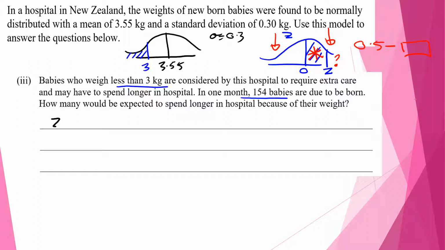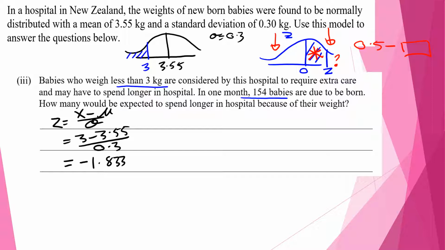So let's get started. Z equals, so this is the formula on your formula sheet, and the x value in this case is 3, the mean is 3.55, and the standard deviation is 0.3. So when you put that into a calculator, you should get negative 1.833. It's 3 reoccurring. However, I'll work to 3 decimal places because the standard normal distribution tables go to 3 decimal places. If you were to do it to 2, that would be fine as well.